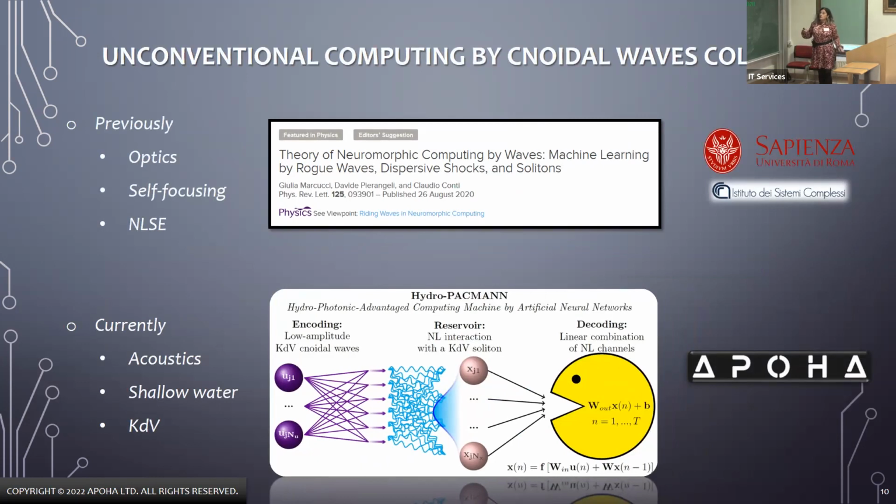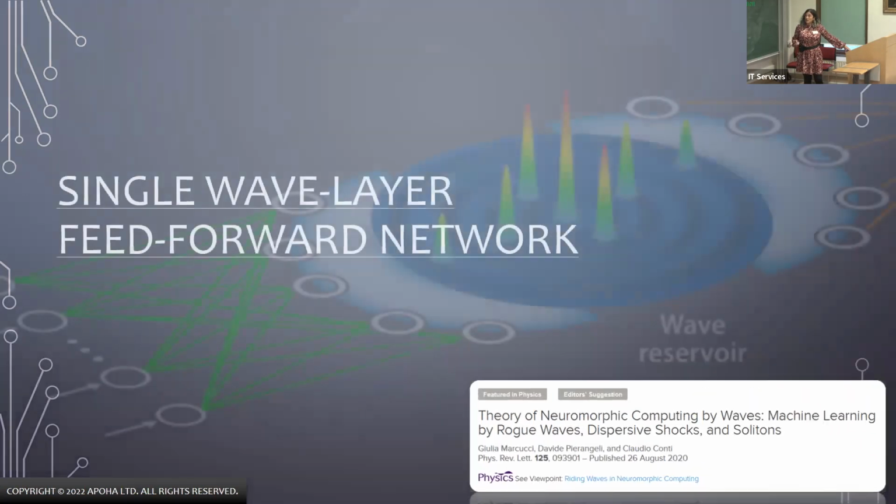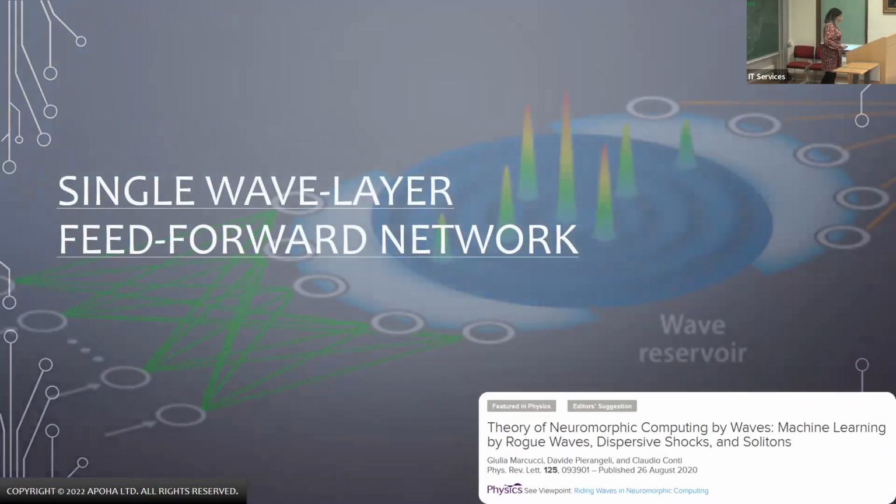I will first talk about this theory of neuromorphic computing by waves in optics, in which we use a Kerr crystal, so a crystal in which the propagation of light is ruled by the nonlinear Schrödinger equation because it undergoes self-focusing nonlinearity. And then I will show you a proof of concept of the same system done in acoustics, using propagation of acoustic waves in shallow water modeled by the KdV equation. So let me start with the optical part.